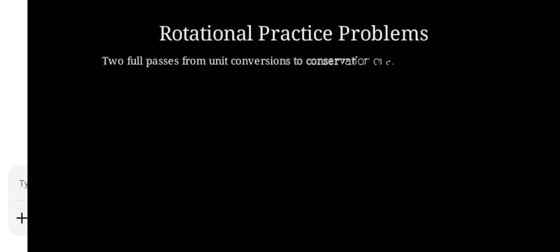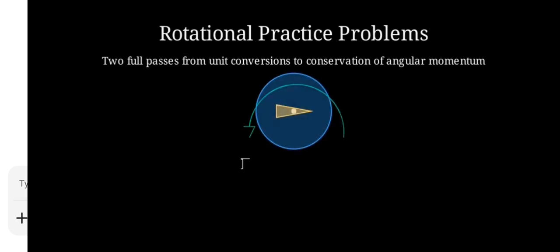We're going to work through 11 rotational practice problems covering angular acceleration, angular momentum, and energy. Let's begin. Problem 1 describes an electric fan slowing from 500 revolutions per minute down to 200 revolutions per minute in 4 seconds. We draw the fan and an arrow showing the rotation.